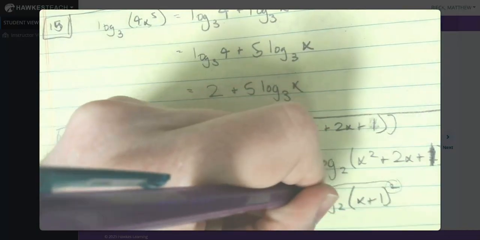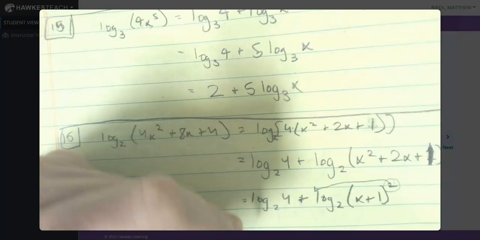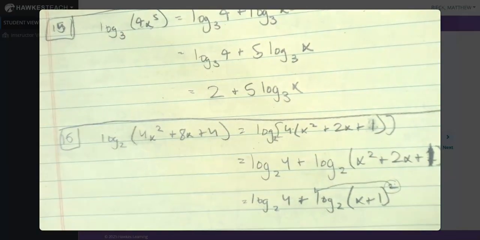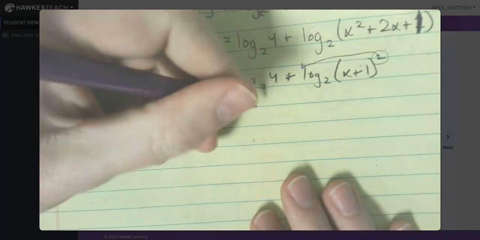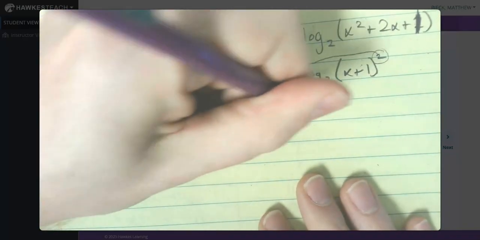Which again, we can bring the exponent out front. Log base 2 of 4 again. What value do I need to raise 2 by to get 4? So 4 is 2 squared, so the log base 2 of 4 is just going to be 2, plus 2 log base 2 of x plus 1.